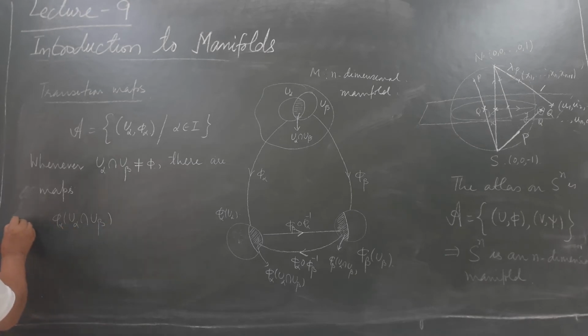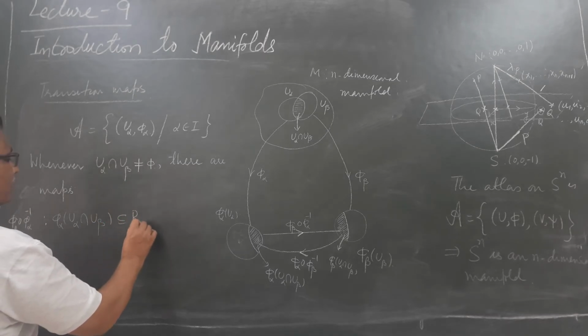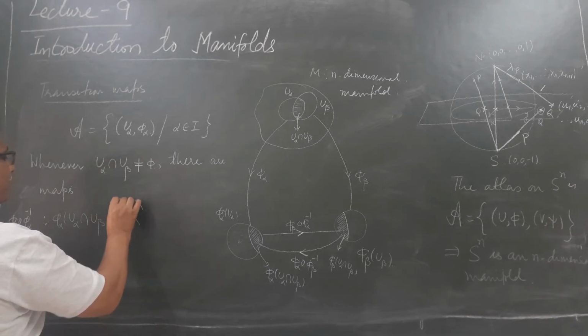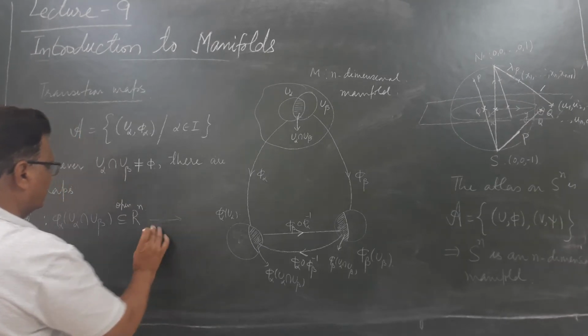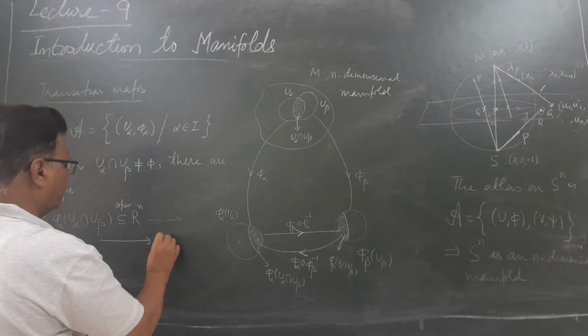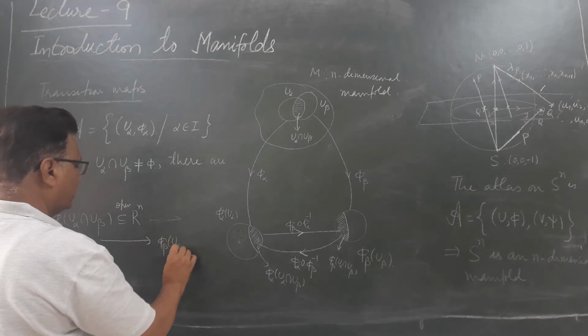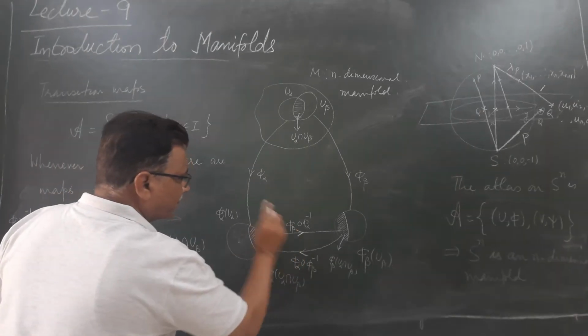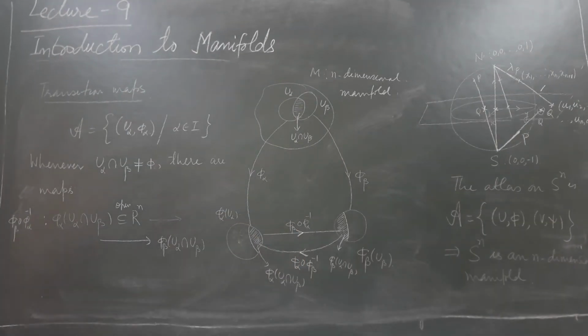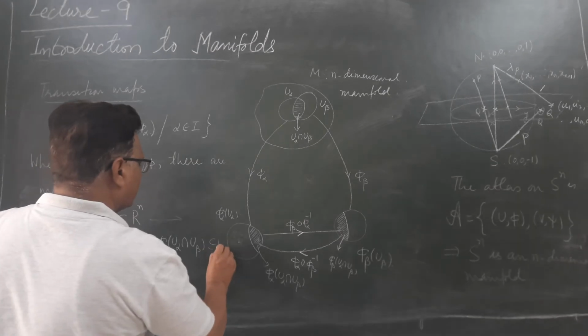From here, let me call it phi alpha composition phi beta inverse (φ_α ∘ φ_β⁻¹). This is an open subset of Rn. The reason I explained to you, and it will go to phi beta of U alpha intersection U beta. I am talking of this map. And this is also an open subset of Rn.